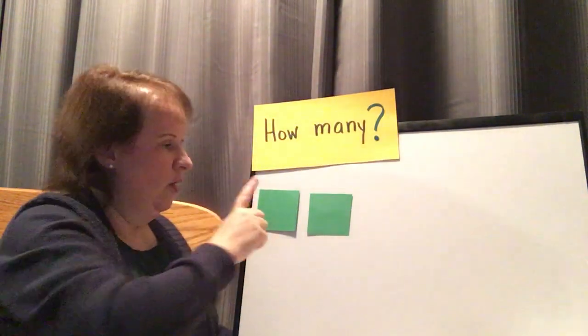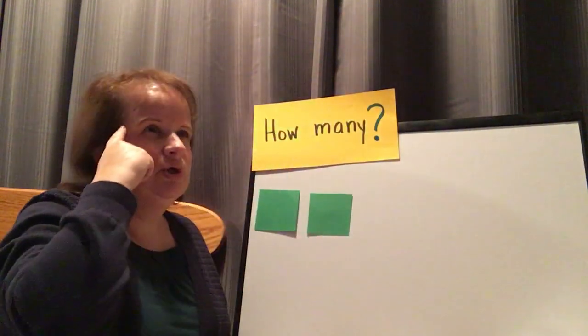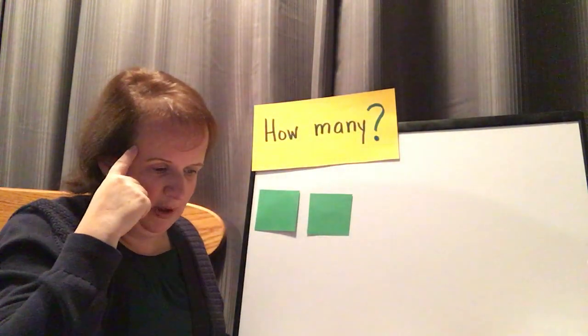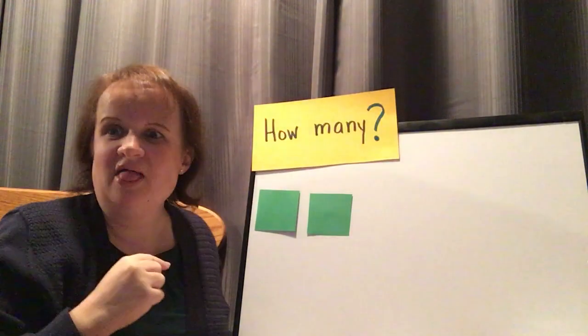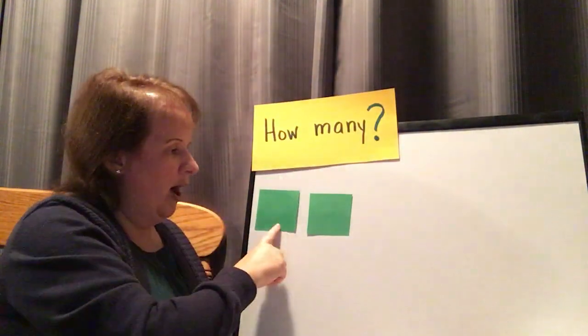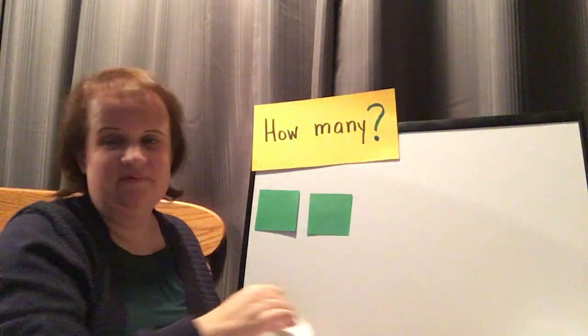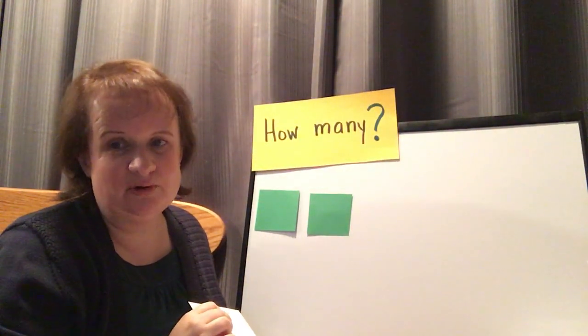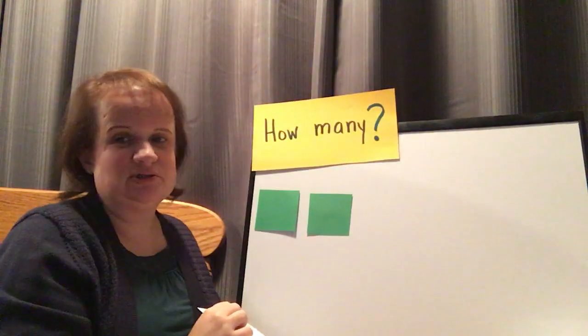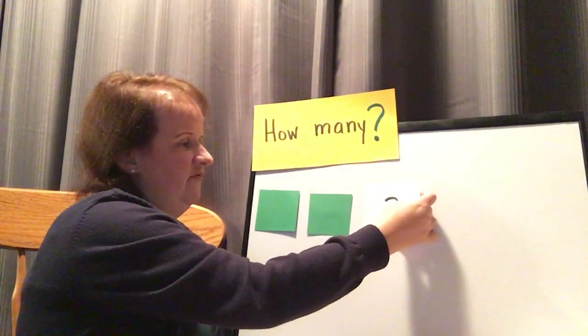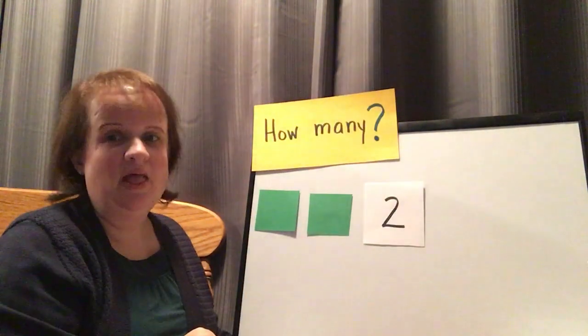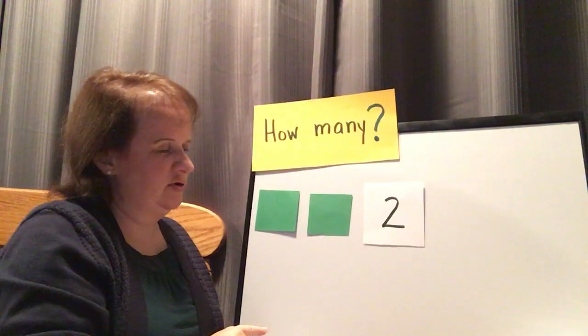Let me check. 1, 2. 2. Keep that number in my brain. How many? There's 2. 1, 2. That's how many. And if I was going to match a numeral card to how many objects are on my board, I would find the number 2. This is the number 2, boys and girls.